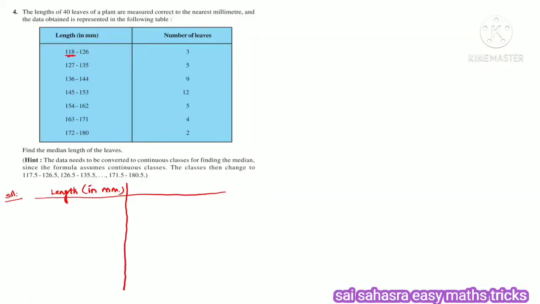Lower limit minus 0.5. 118 minus 0.5, if you do, what are you going to get? 117.5. To convert the discontinuous classes to continuous classes, all the lower limits minus 0.5 we have to do, and all the upper limits plus 0.5 we have to do. 126 plus 0.5 is 126.5. Same way, from 127 we need to subtract 0.5.